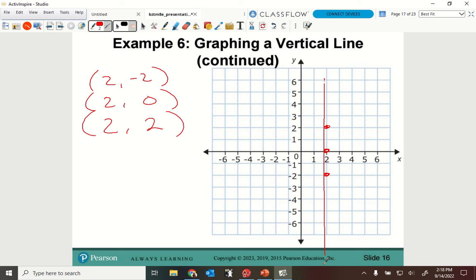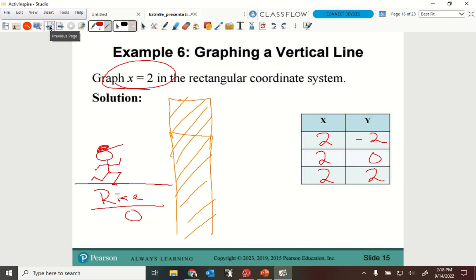Now, the slope of this one right here, going straight up and down, can I divide by 0? Right here when it's rise over 0, can I divide by 0? Can I divide by 0? Say no. No, you cannot divide by 0. You cannot have 0 in the bottom of one of these fractions. Anyone know that special word?